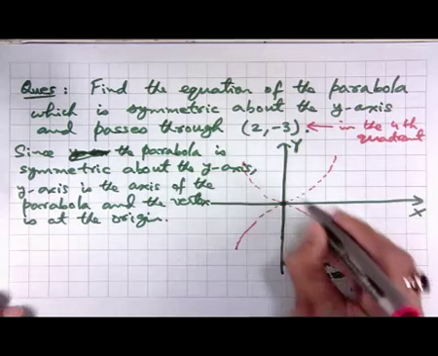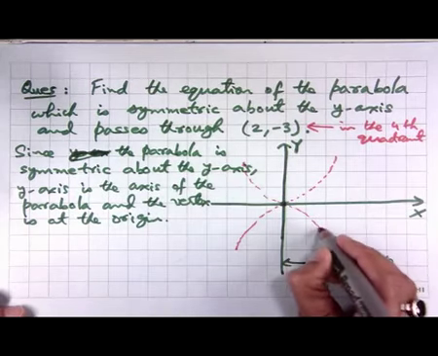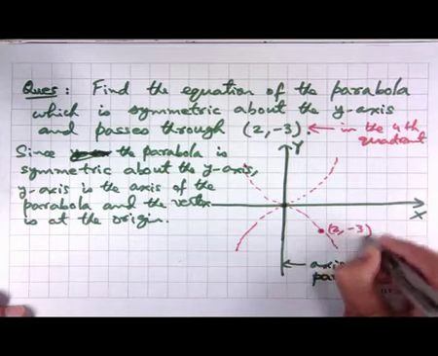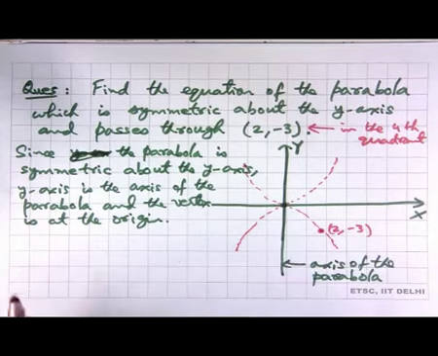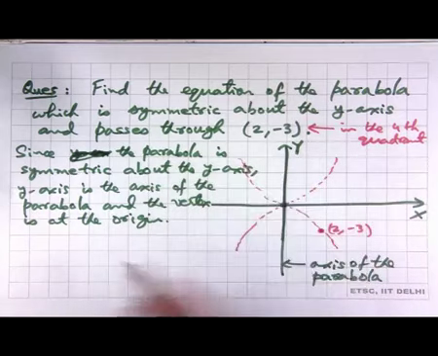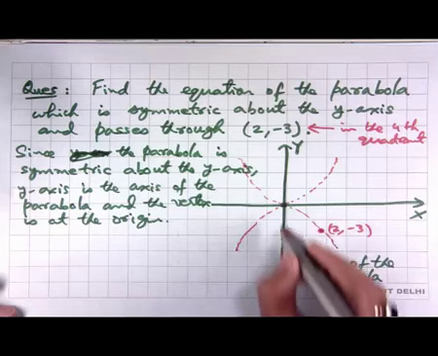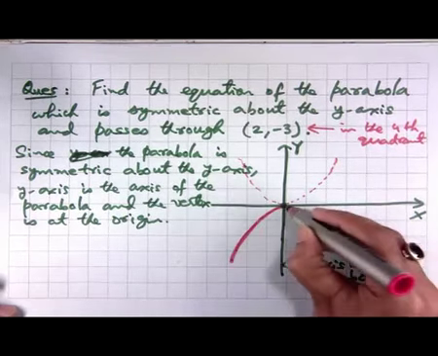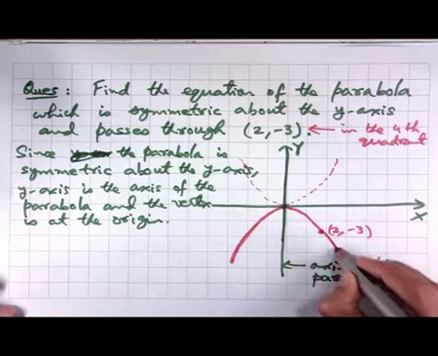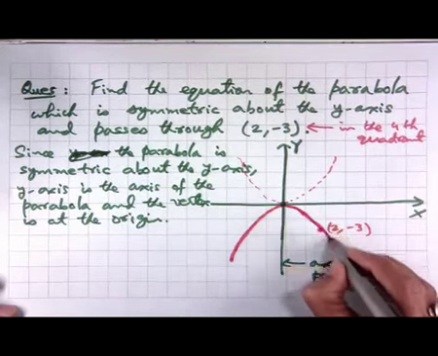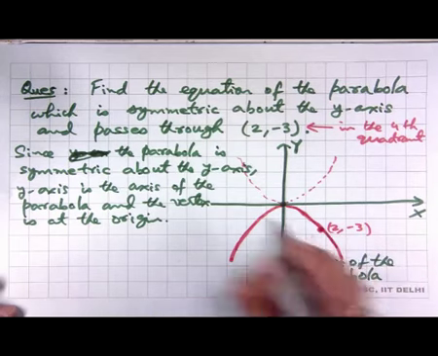So, this point (2, -3) lies somewhere here. Therefore, the parabola facing upward is not what we are looking for. We are looking for this parabola which faces downward. So, we have to find the equation of this parabola which passes through (2, -3).